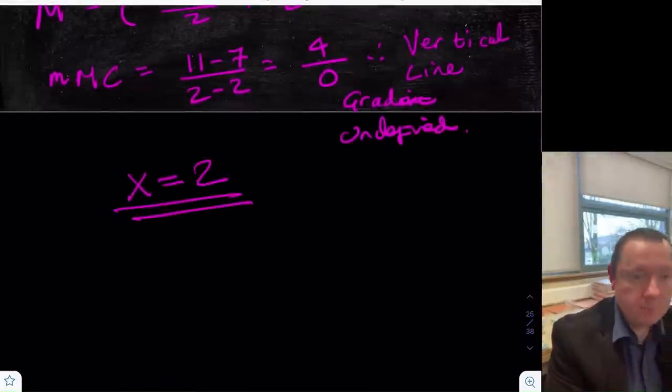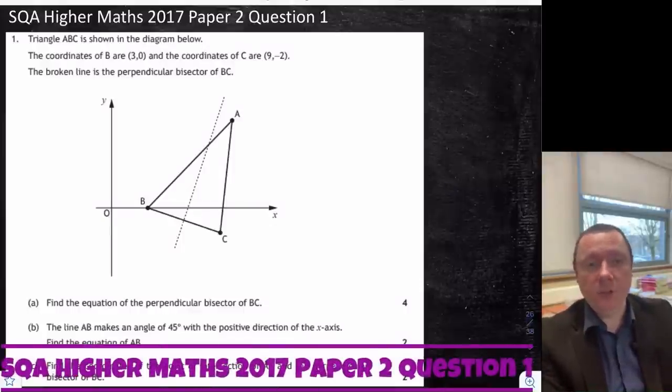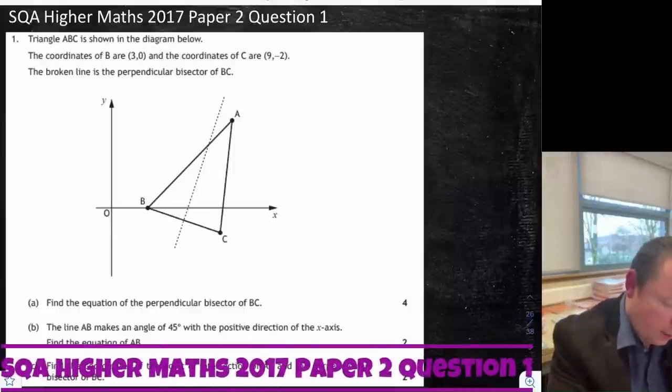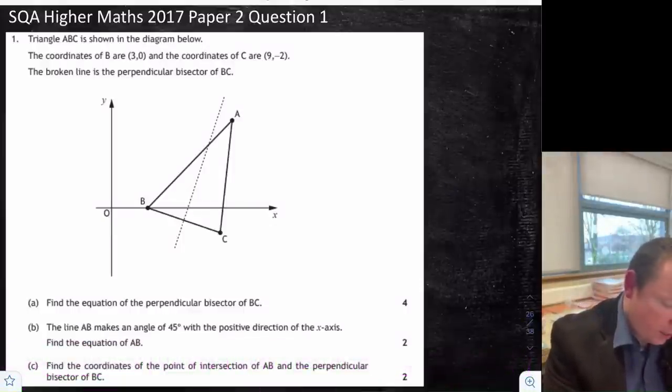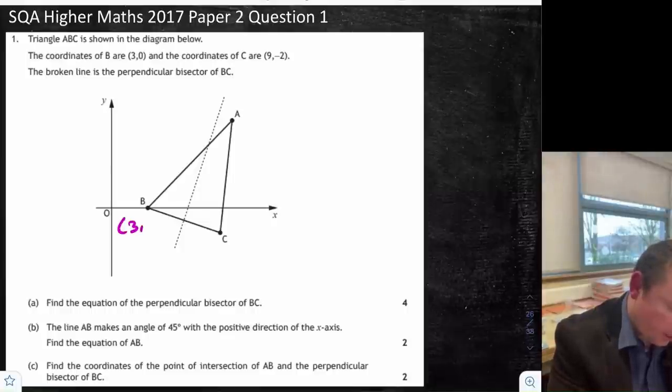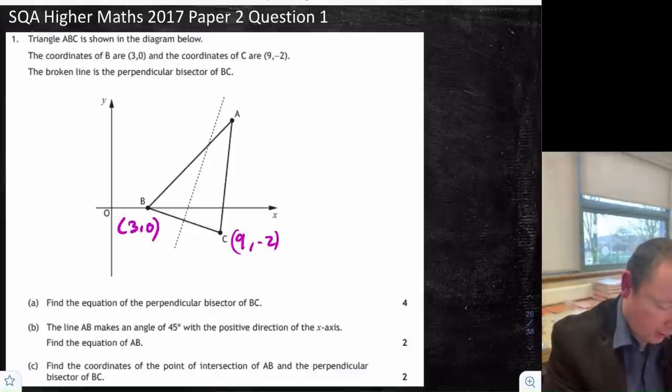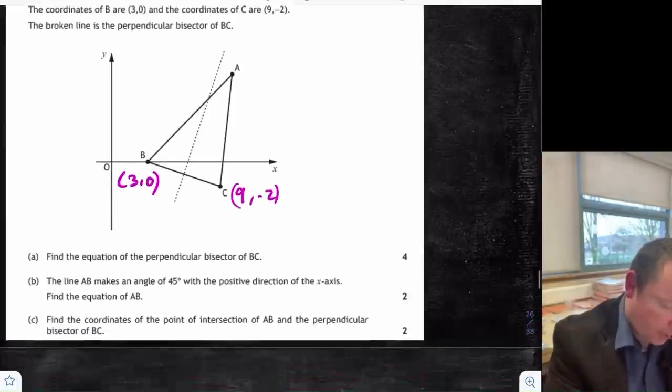And we're done. SQA Higher Maths 2017, paper 2, question 1. Again, we've got a triangle showing. It says the coordinates of B are 3, 0, and C is 9, minus 2. And the broken line is a perpendicular bisector of BC. Find the equation of the perpendicular bisector.